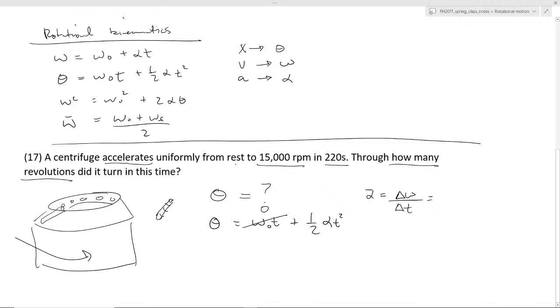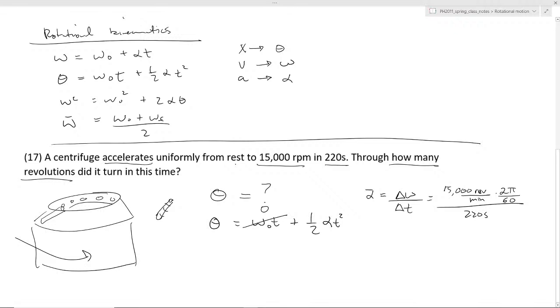Probably the trick though is that our units are sort of strange. This is in RPMs, so we can't just divide 15,000 RPM. Let me put this as revolutions per minute divided by 220 seconds, because notice these units don't agree. So we're going to have to multiply this by a factor. We need to multiply this by 2 pi. You can think of this as 2 pi angle per revolution, and we're going to divide by 60 because there are 60 seconds per minute.